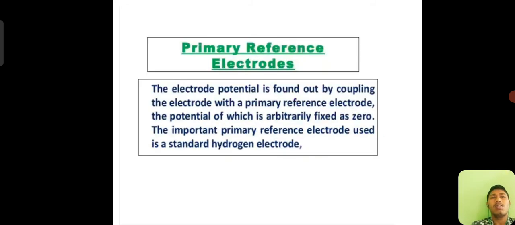We have different electrodes: primary reference electrodes and secondary reference electrodes. The electrode potential is found out by coupling the electrode with the primary reference electrode, whose potential is arbitrarily fixed as 0. The important primary reference electrode is the standard hydrogen electrode.